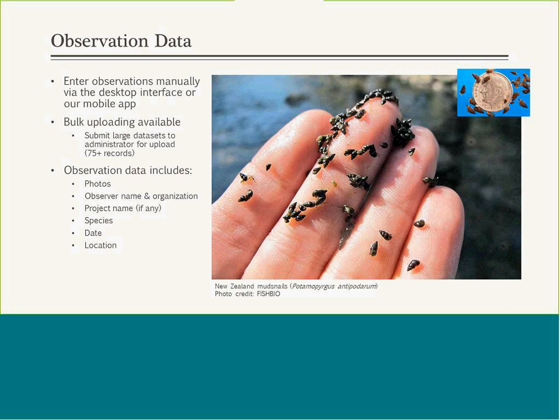Whenever you're entering observation data, we ask you to add the following information. If you have photographs, very important. We want who the observer was and the organization they're affiliated with. If it's part of a project, which I've talked about before, it's basically a way that you can combine data together so that you can query for it and find it easily later on if you want to do any type of data analysis. First, the species that you found, the date you found it on, and the location where it was found.